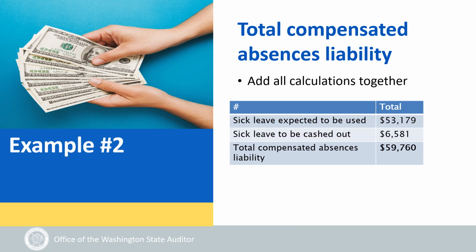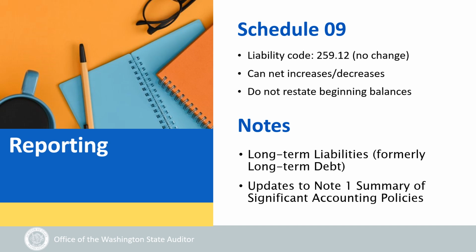The final step is to add it all together. The sick leave expected to be used is $53,179, and the sick leave to be cashed out is $6,581 for a total sick leave compensated absence liability of $59,760. Now that we have our liability numbers, what do we do with them?